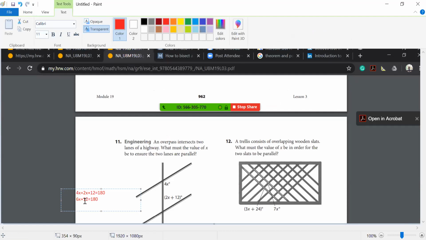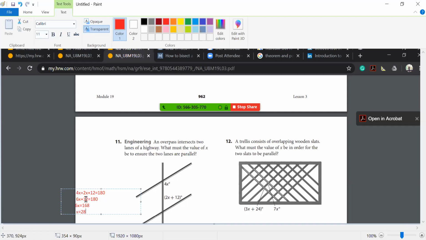And then what should I do with the 12? Shift it to the other side. So 6x is going to be equal to 180 minus 12. Let's check right away. What is 180 minus 12? 180 minus 12 is 168. 168. And then what should I do with the 6? Divide by 6. Divide by 6, right? So we will find x right away. After dividing by 6, the answer will be 28. So x is equal to 28.